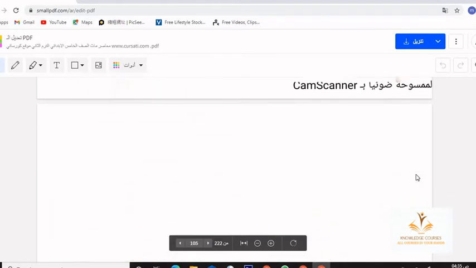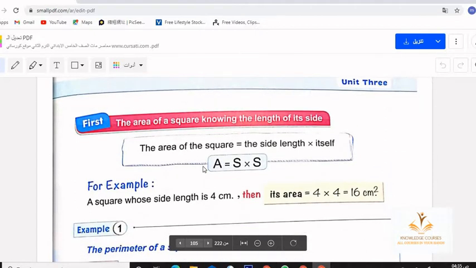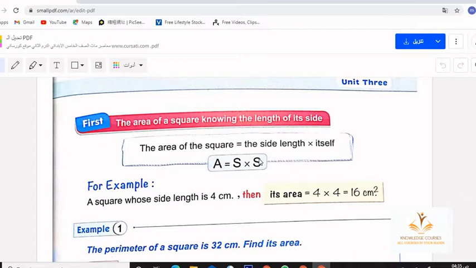Area of the square. Area of the square equal side length multiply the side length. The perimeter of a square equal 4 multiply S.